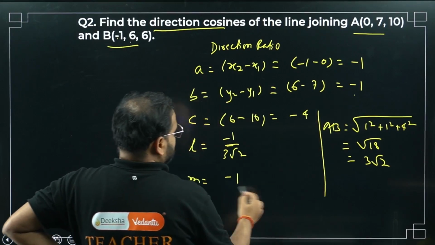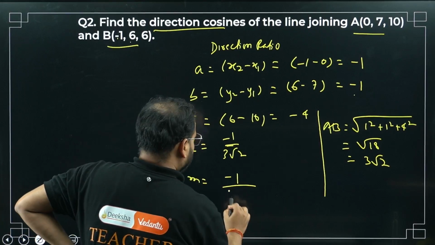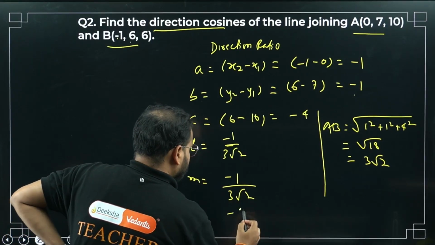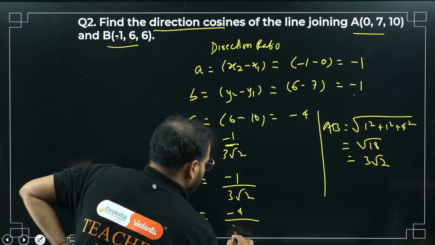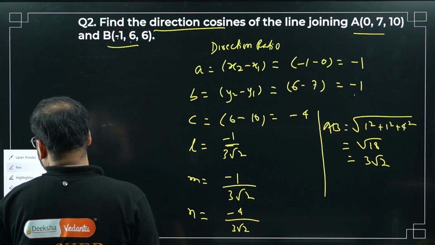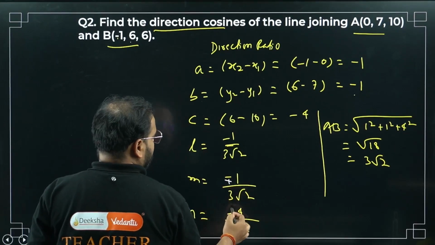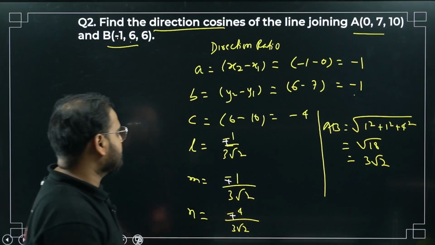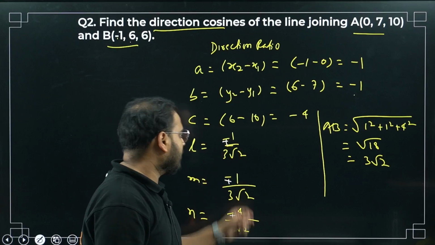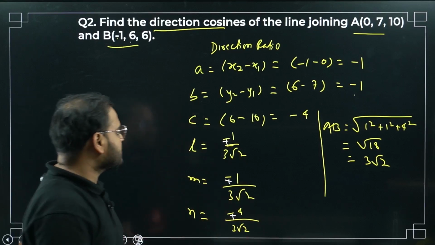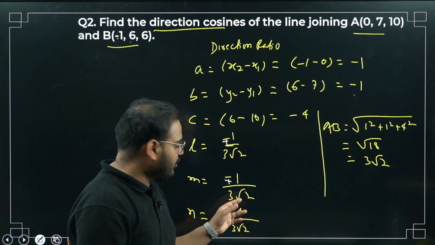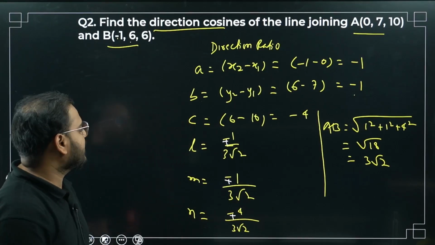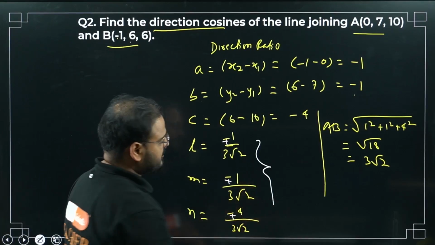Minus B is this. So B is minus 1 upon the same value, 3 root 2, and N is minus 4 upon 3 root 2. But I can take both the signs, plus here, plus here, and plus here. So both negative and positive are possible. L is minus plus 1 by 3 root 2, M is minus plus 1 upon 3 root 2, and N is minus plus 4 upon 3 root 2. This is my value of direction cosine.